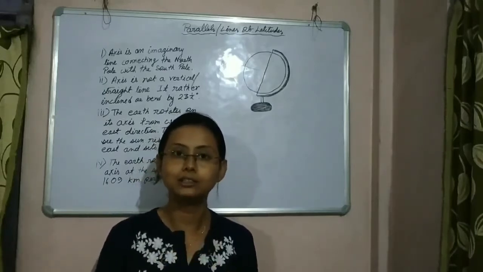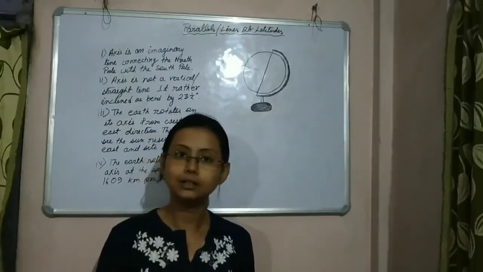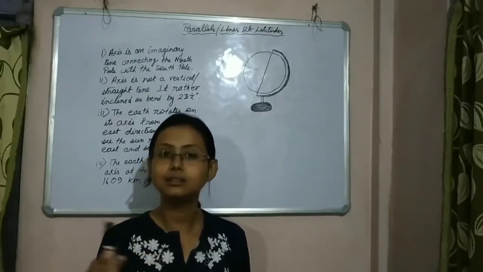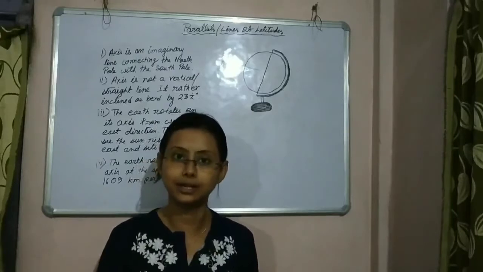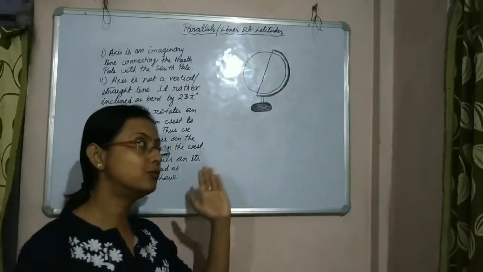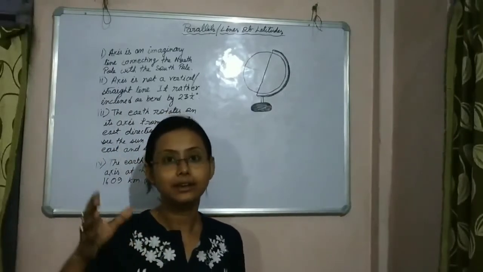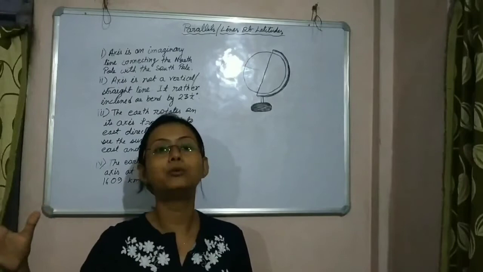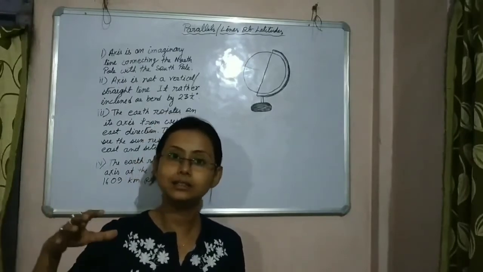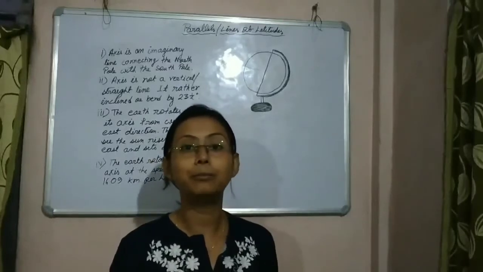The sun is standing in its place. The sun does not move from its place. The earth moves. The earth rotates on its axis and also revolves around the sun. Due to this rotation of the earth on its axis from west to east, we see the sun moving in the opposite direction, rising in the east and setting in the west.